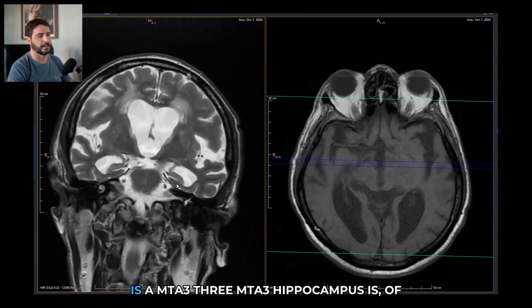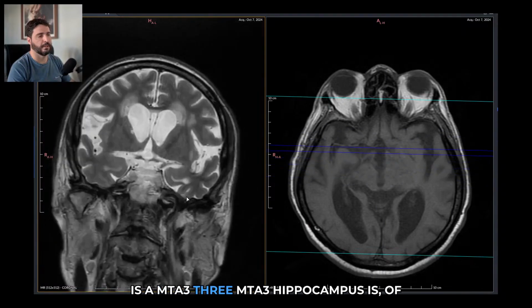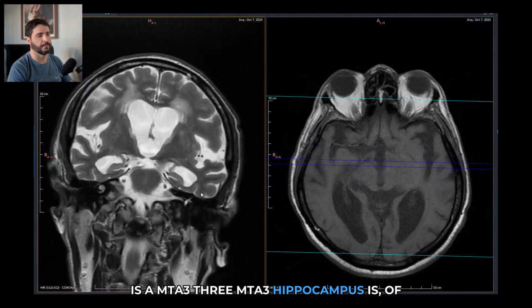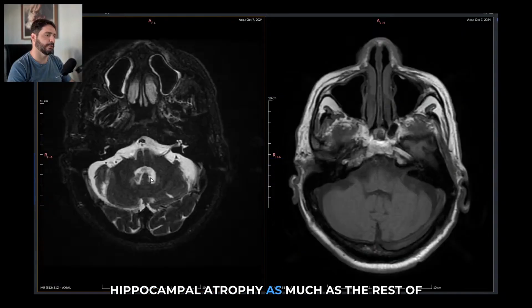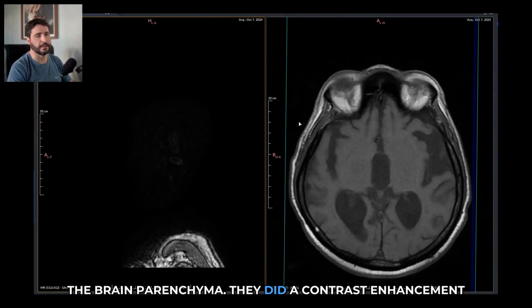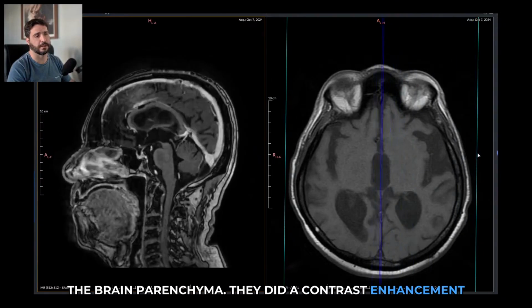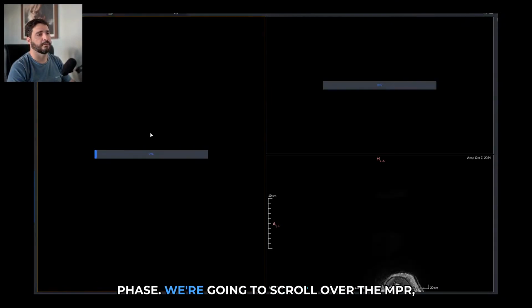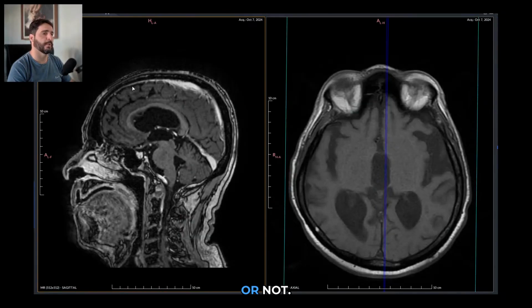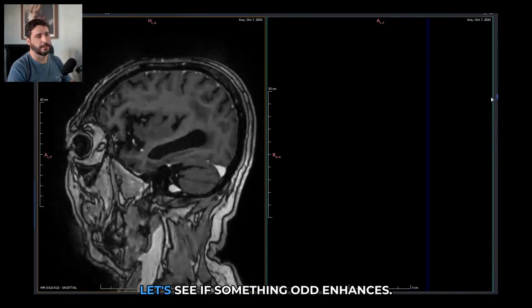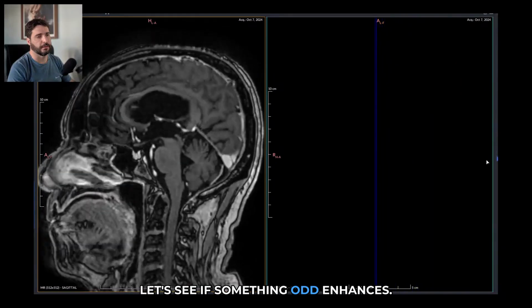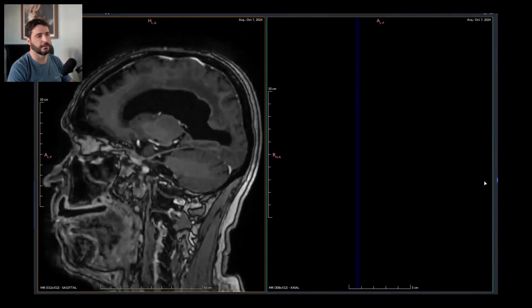I can say this is an MTA3 hippocampus. Of course, there is hippocampal atrophy as much as the rest of the brain parenchyma. They did a contrast enhancement phase. We're going to scroll over the MPR. Why not? Axial MPR here. Let's see if something odd enhances.